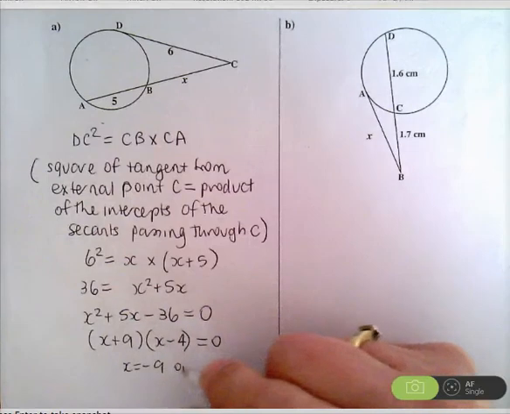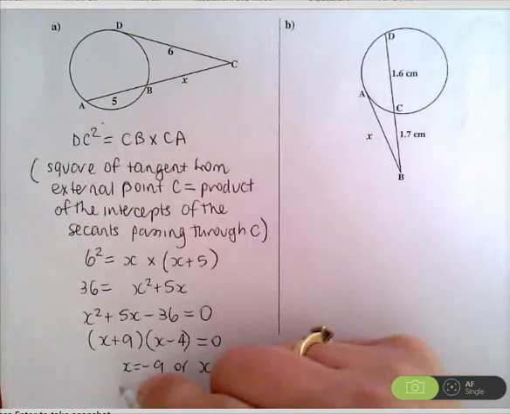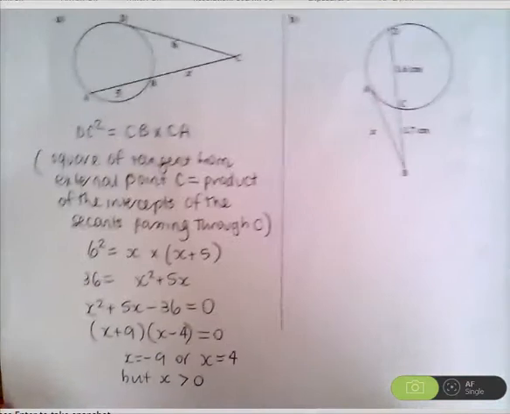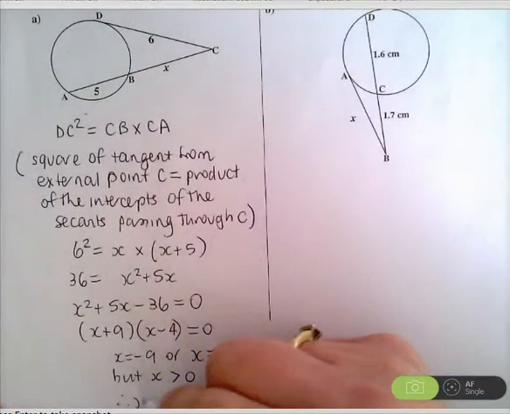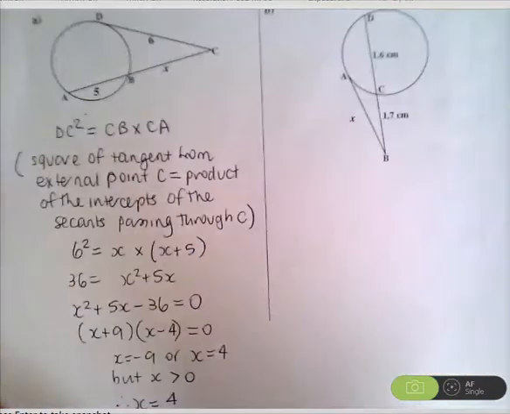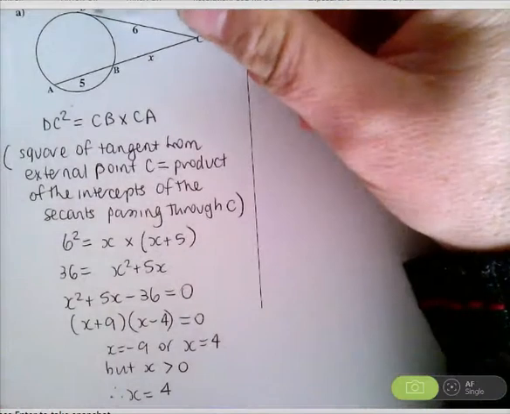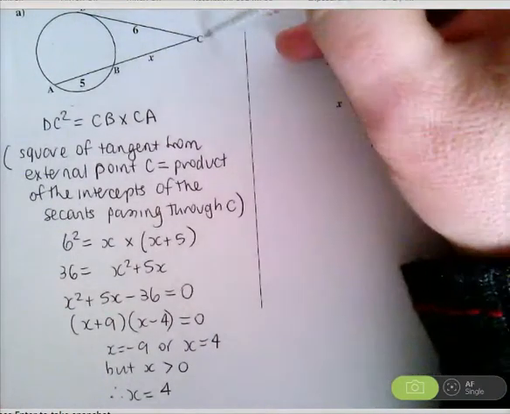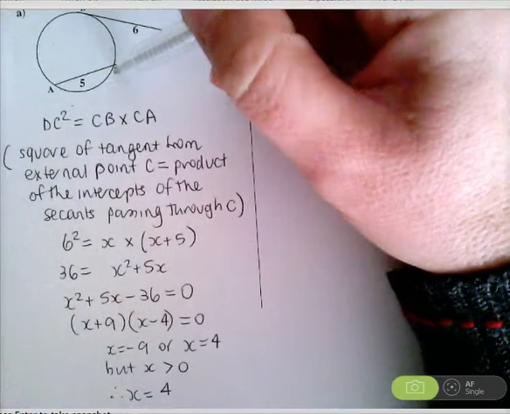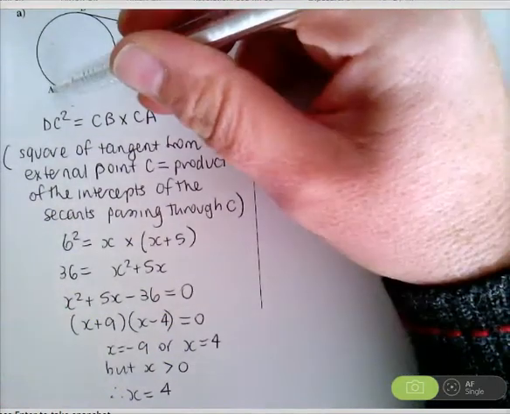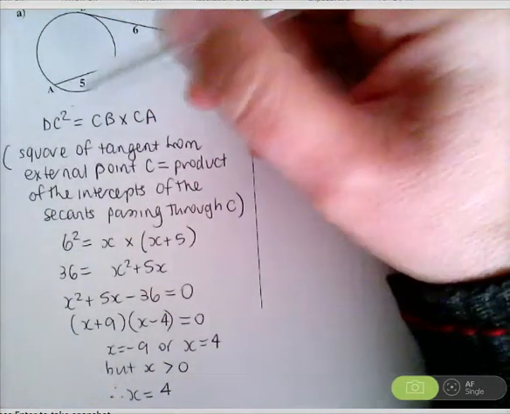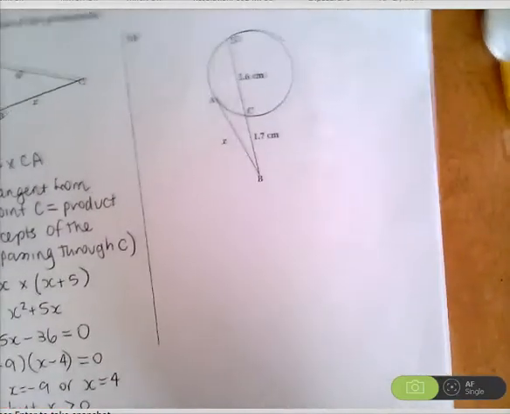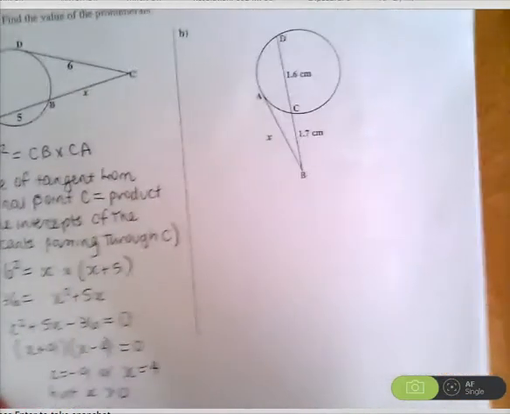Therefore, X is negative 9 or X is 4. But we know that X is a length, so it must be greater than 0. And so therefore, X equals 4. Okay? And if we have a look at that, if X is 4, 6 squared is 36, and remember it's CB, which is 4, and CA is 9, so 9 times 4 is also 36, so that works. Okay? Now looking at example B.